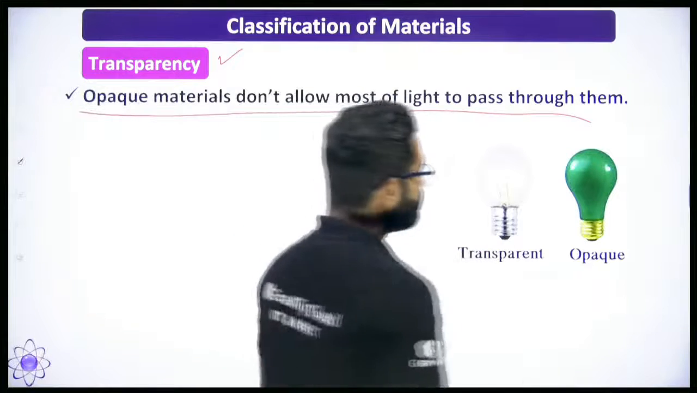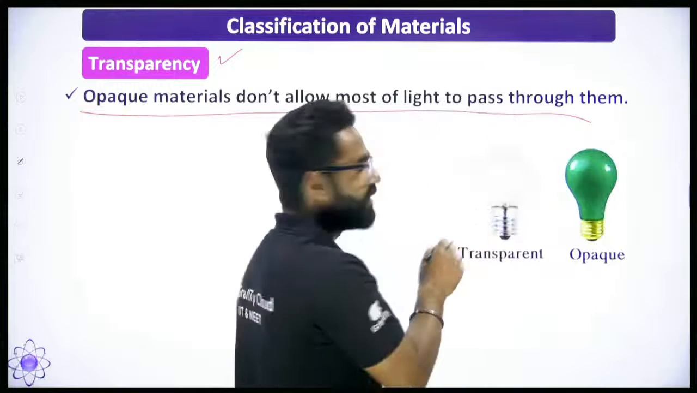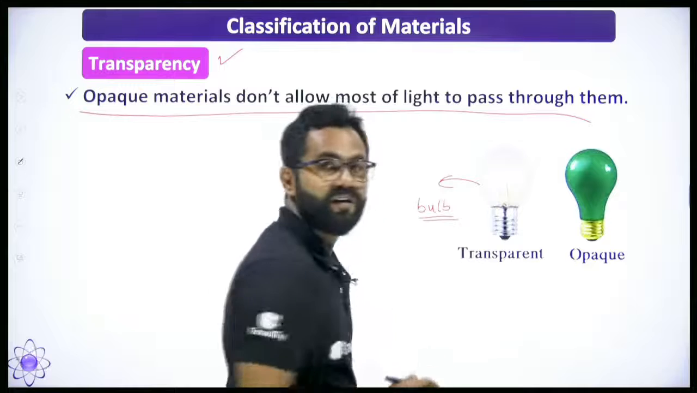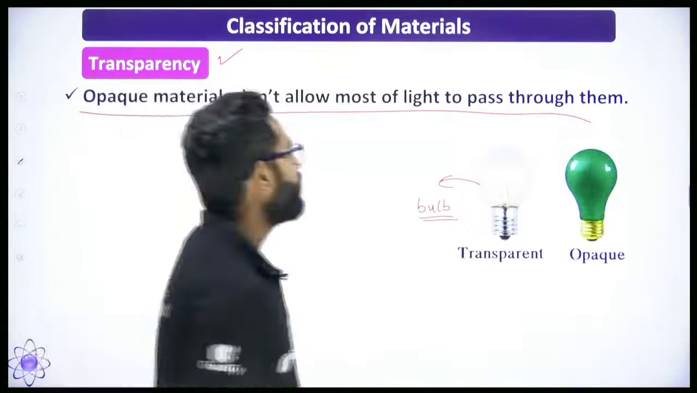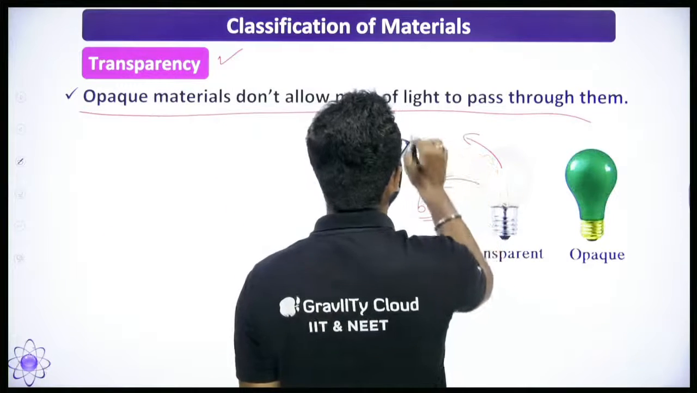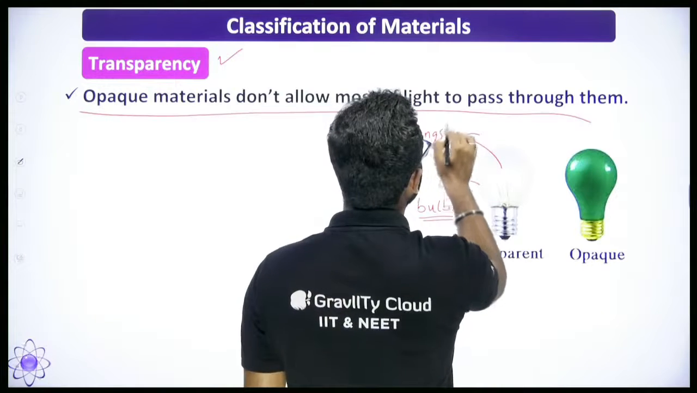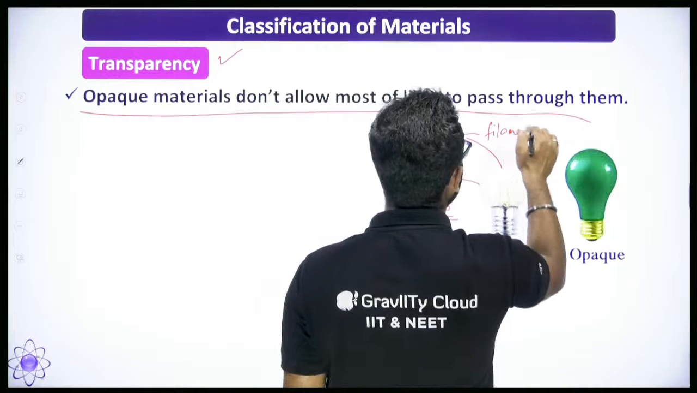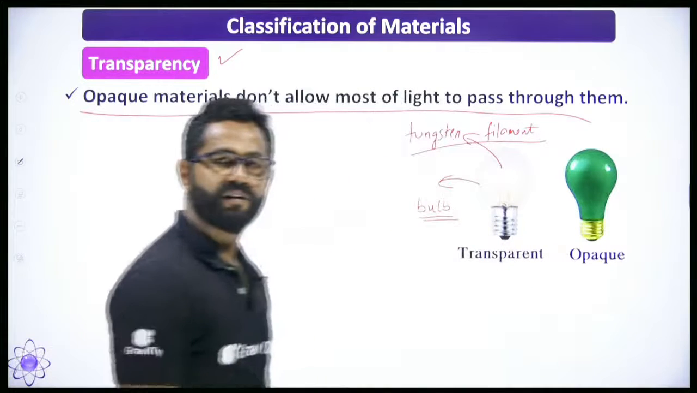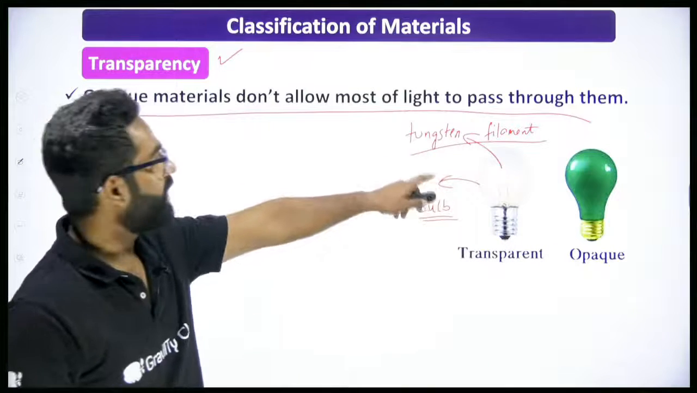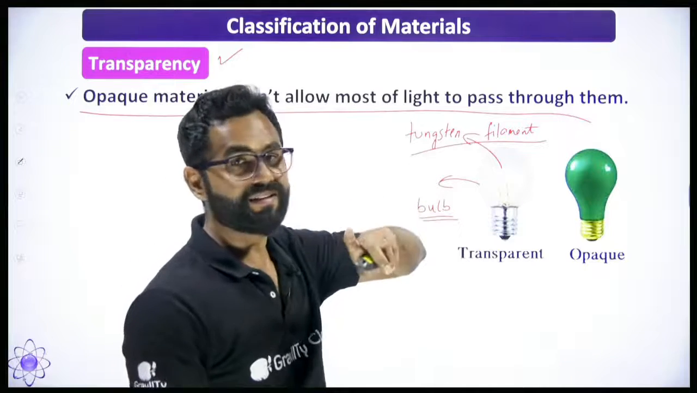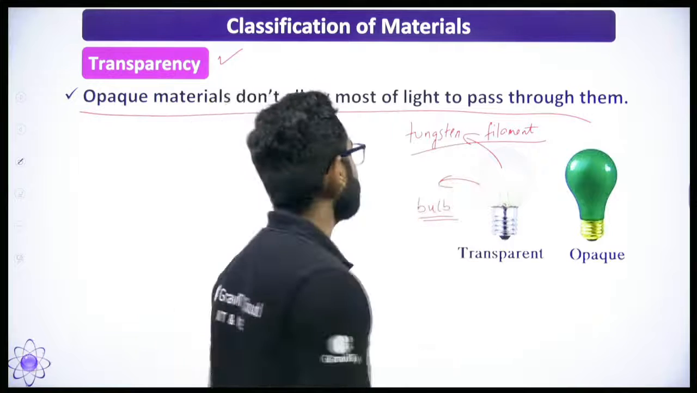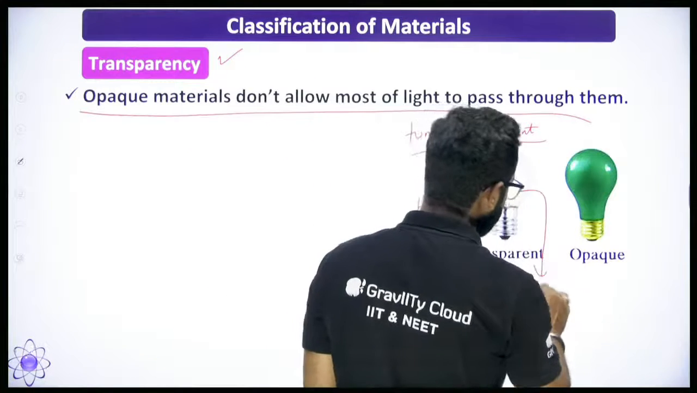Look here. Suppose this is my glass. This is my bulb. Right? Now inside the bulb, what do we have? We have the tungsten filament inside the bulb. So I have the glass bulb, and inside the glass bulb I can easily see the tungsten filament. That means this glass is transparent. This bulb is transparent.